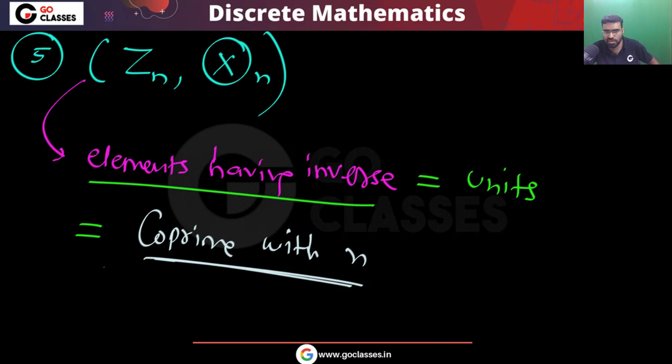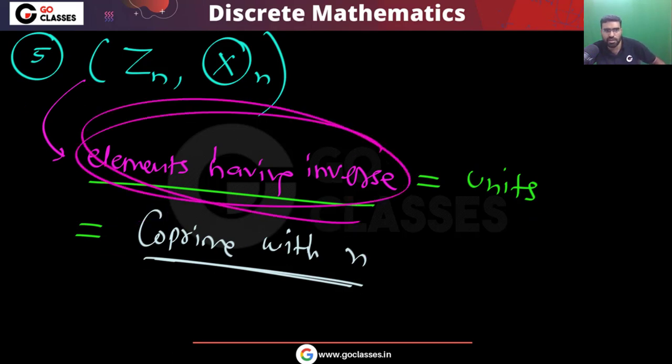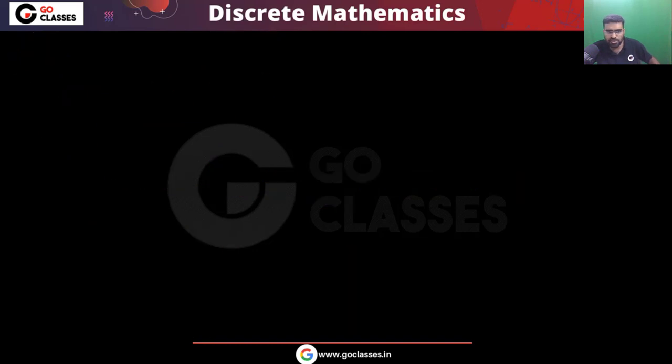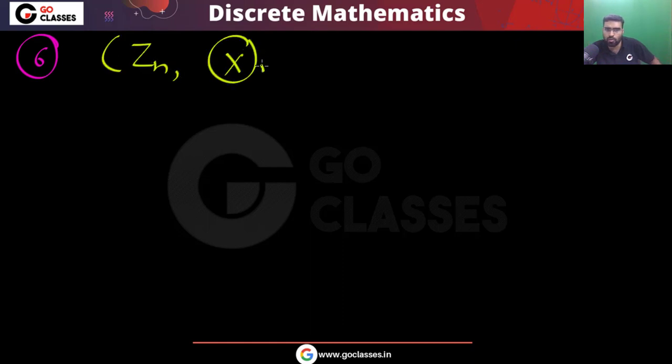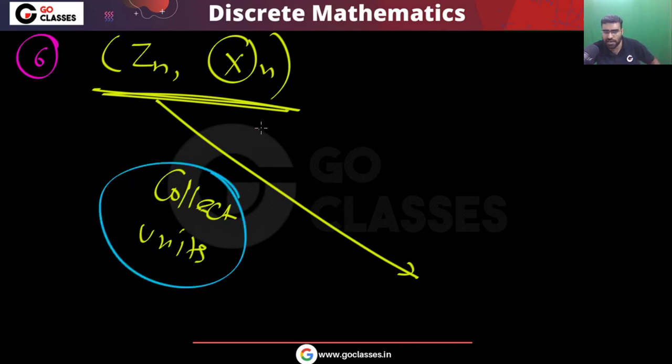The point is, these elements which are co-prime with n have inverse. So what you do is collect these elements from Zn with multiplication modulo n. You collect all the units. Remember, units means collect those elements which are co-prime with n.